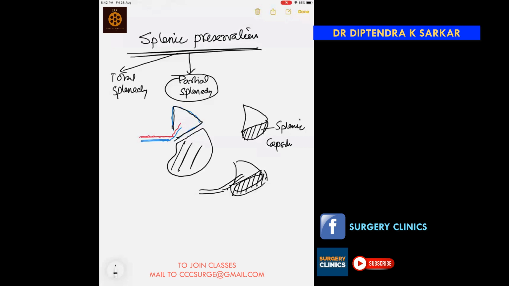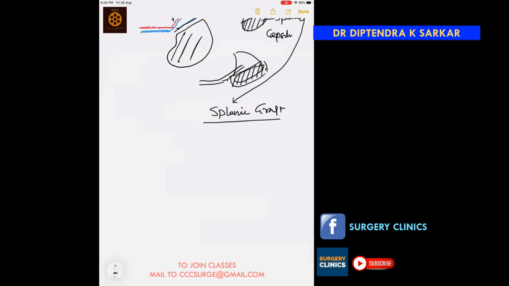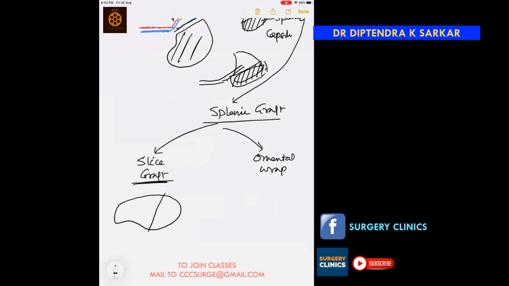The third technique is splenic graft. Now there are two different techniques of splenic grafting. One technique is called the slice graft. The other is called an omental wrap. What is done in a slice graft is you get the spleen, you cut the spleen and take a small slice of the spleen, just like a small slice.